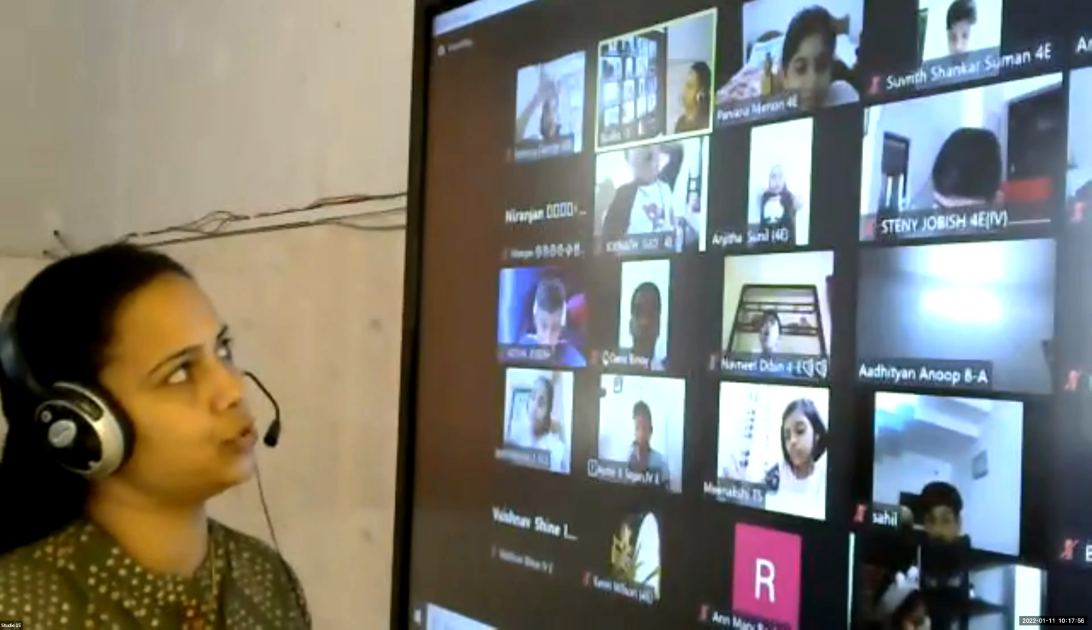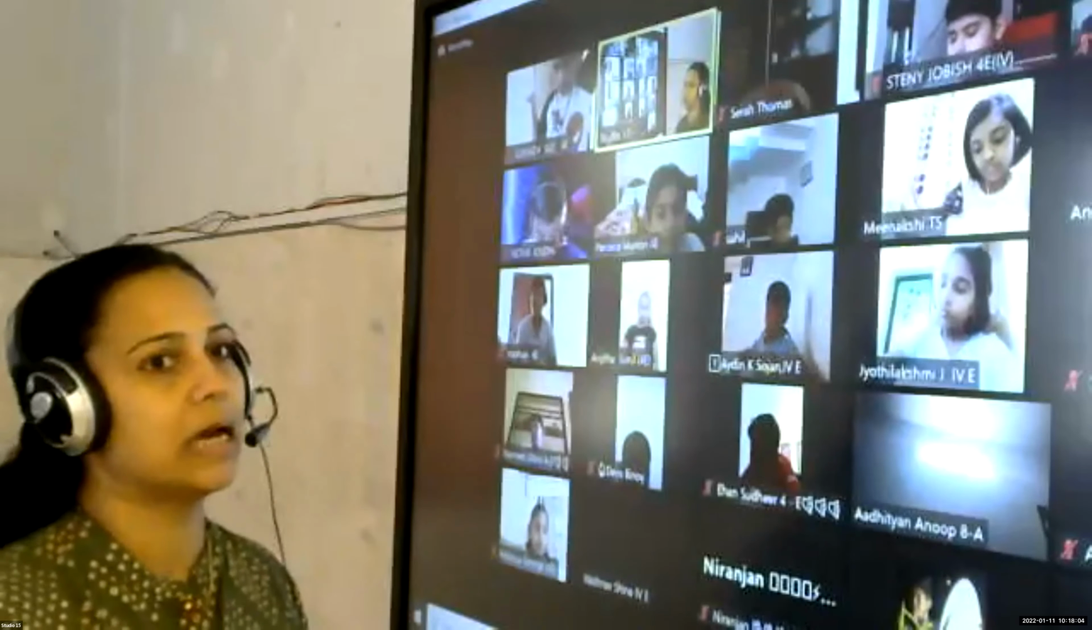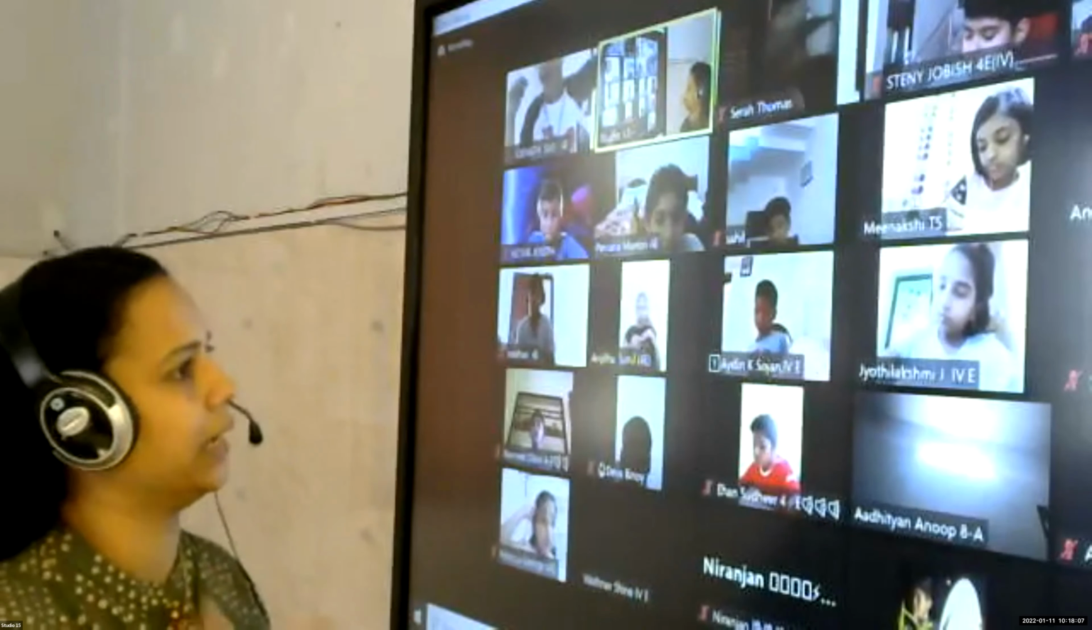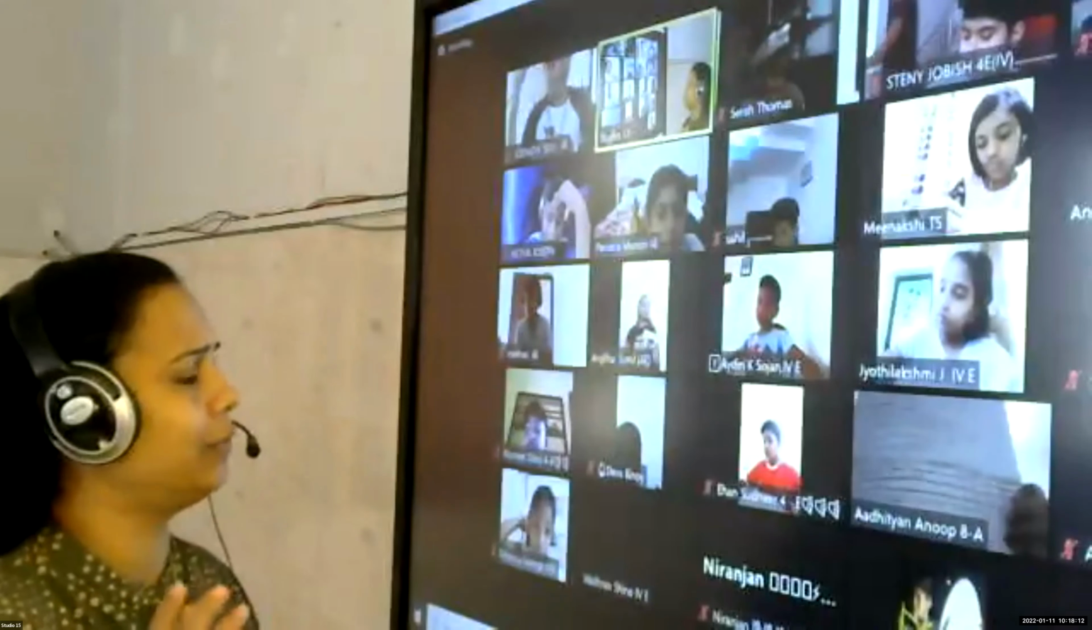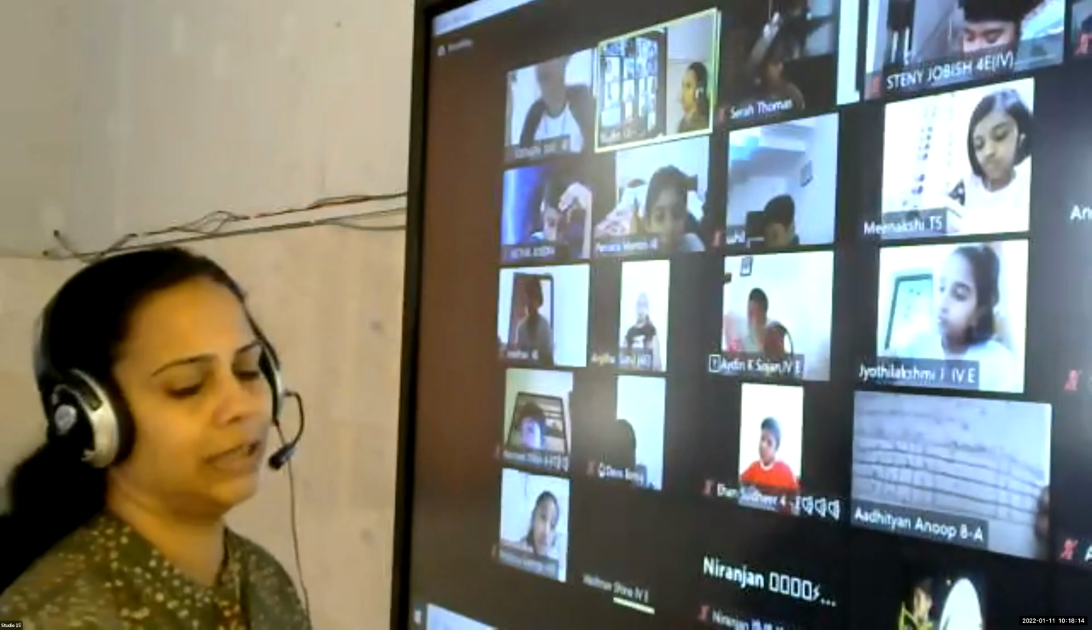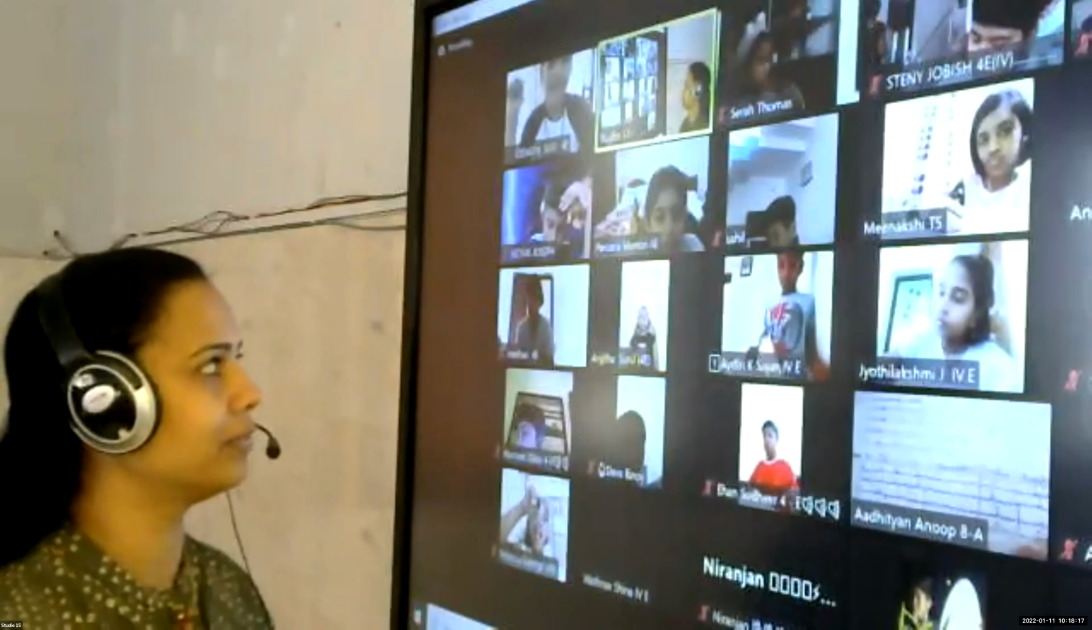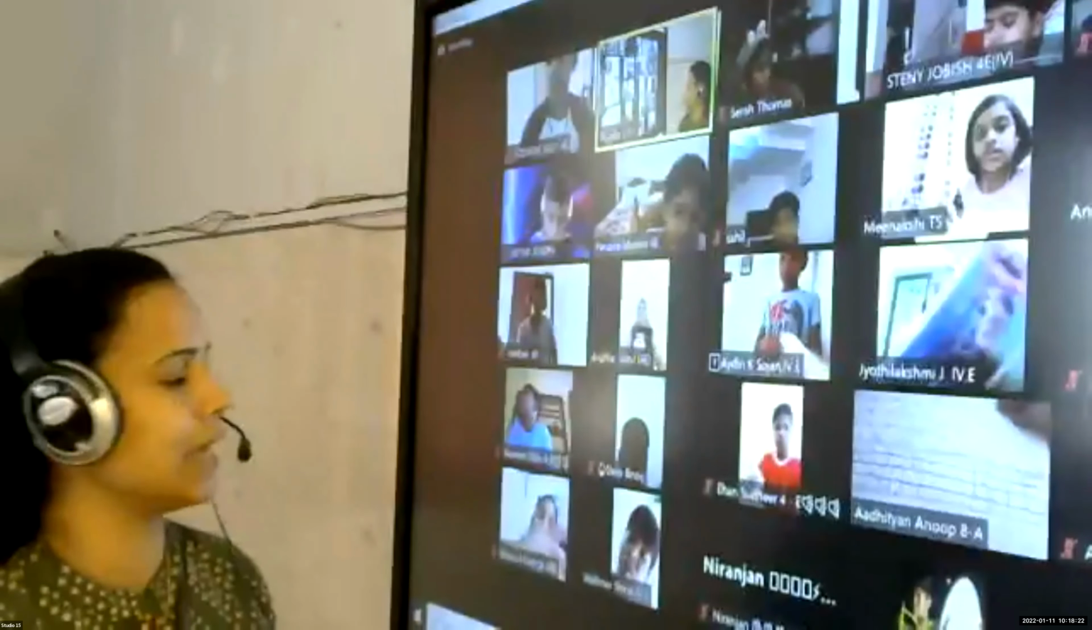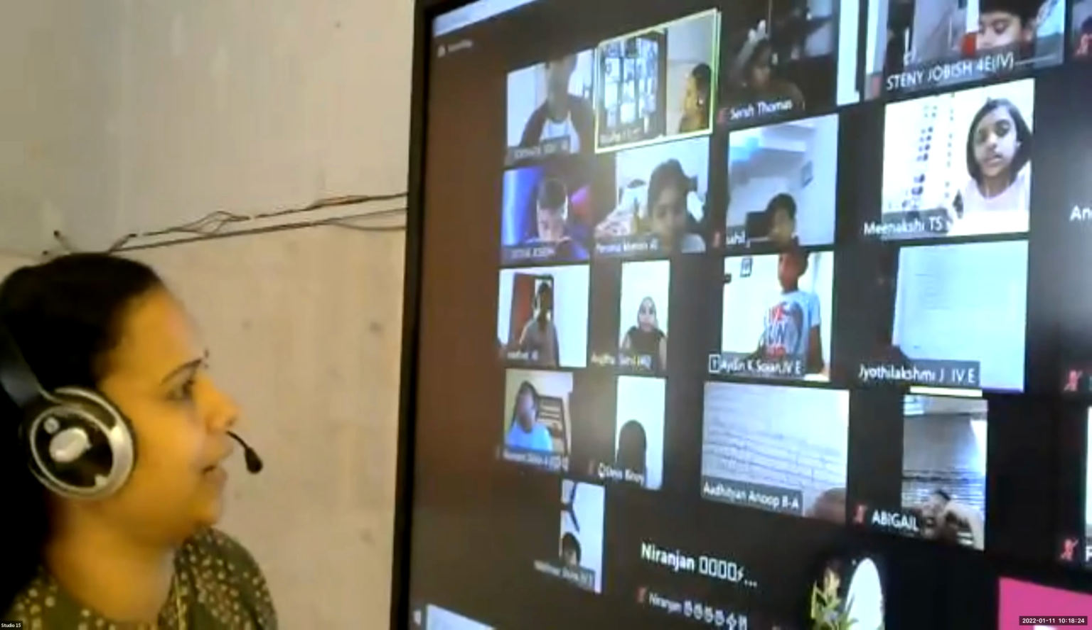Today, what we learned: converting decimals to fractions. So a decimal number, children, how can we convert it into a fraction? What is the first step? Write the number without decimal point. Very good. Write the number without decimal point, divided by 1 followed by zeros. You have to count the number of zeros. That will be equal to the number of decimal places. Yes, the number of decimal places and the number of zeros in the denominator are equal.